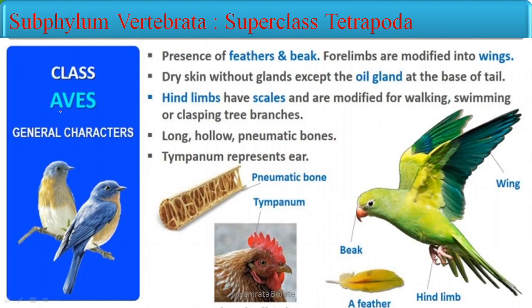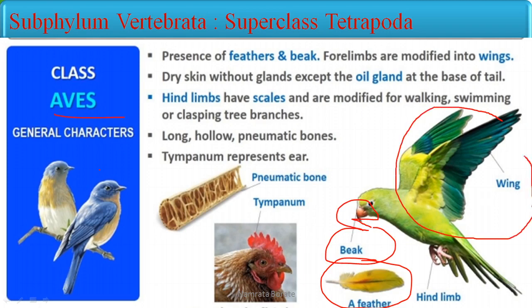The third class is class Aves. The class Aves includes all the birds. There is a presence of feathers, there is a beak, and the forelimbs are modified into wings. There is dry skin without glands except the oil gland, which is at the base of the tail region. The hind limbs, so this one is the hind limbs. The hind limbs have scales and are modified for walking, swimming, and clasping tree branches.